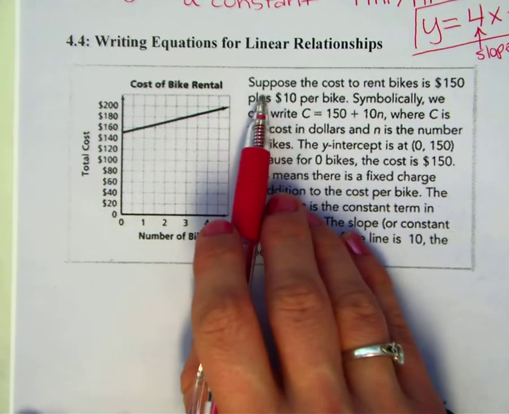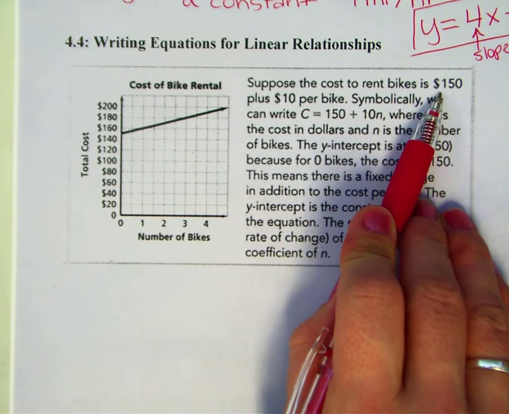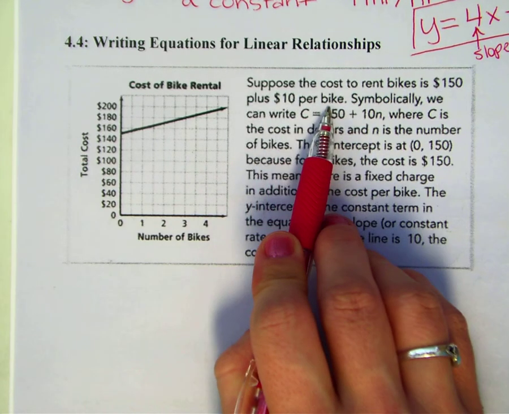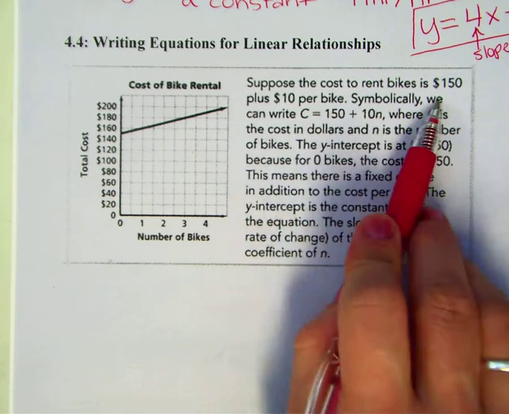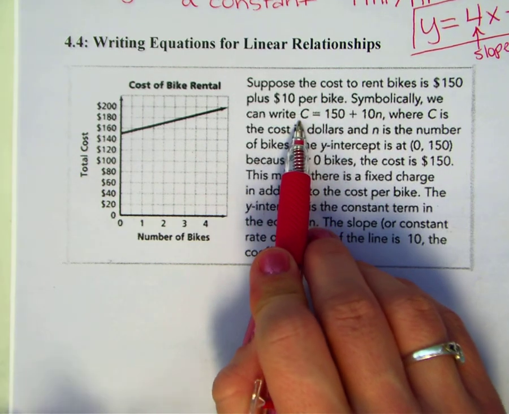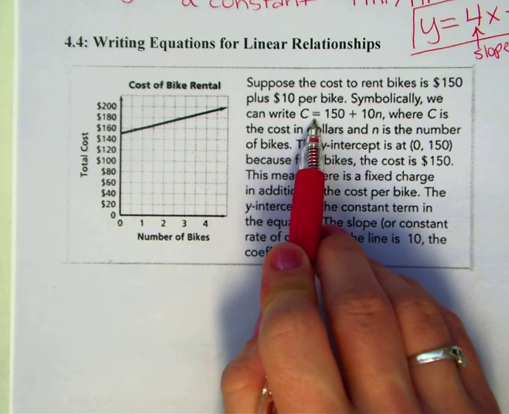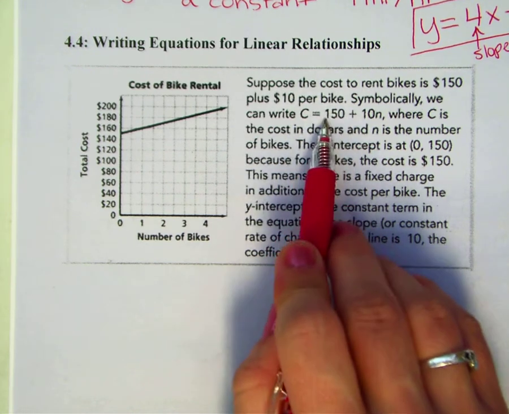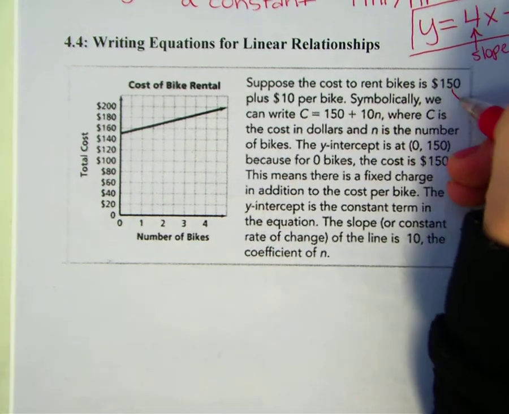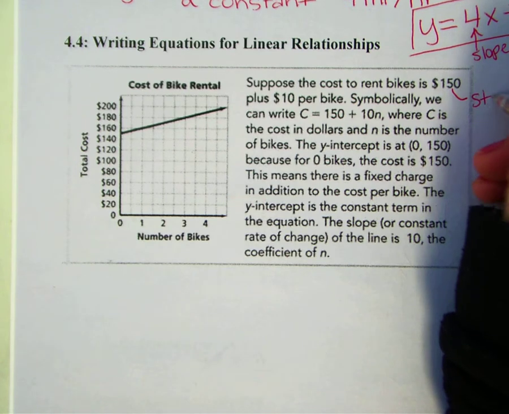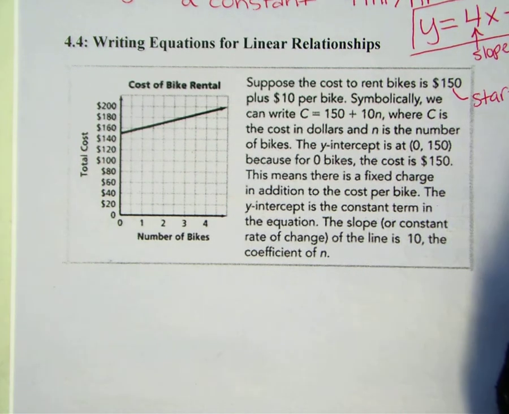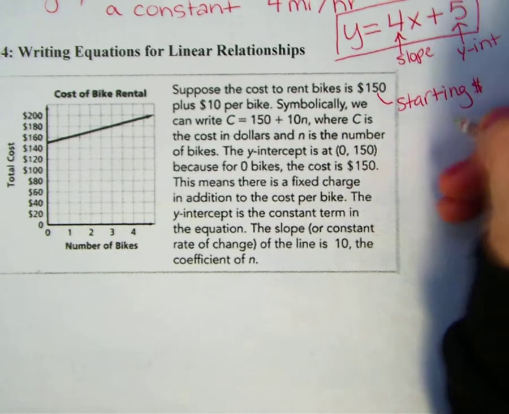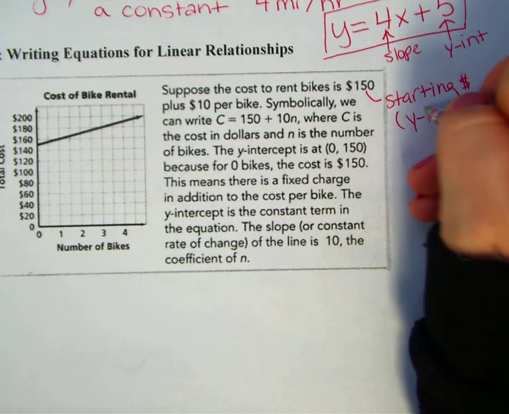It says, suppose the cost to rent bikes is $150 plus $10 per bike. So if you're given a scenario like this, you can write it as an equation. You would just say, if C happened to be your cost, we're trying to find the cost, it would equal 150. That is the same thing as your starting amount, or our y-intercept.